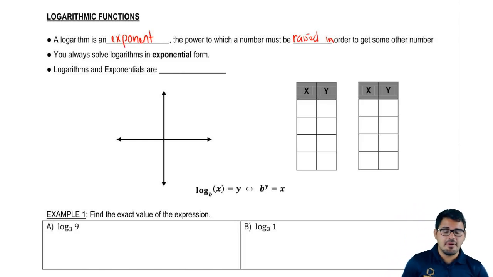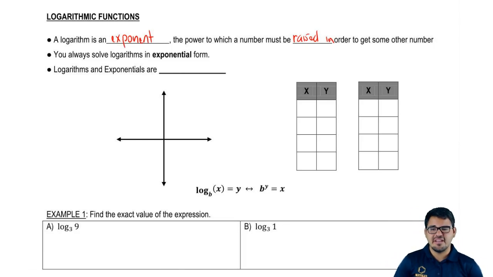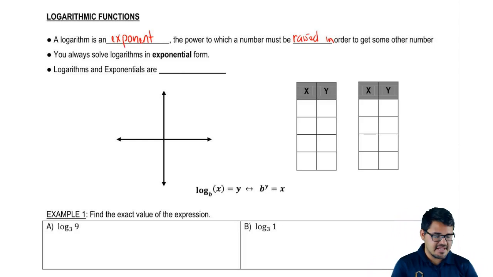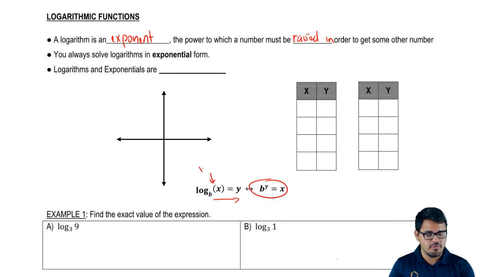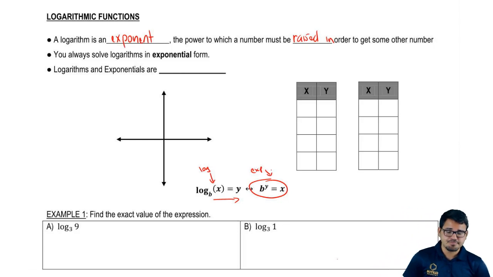But now let's talk about how we solve logarithms, right? Logarithms, we actually always solve for them in exponential form. And what exactly is exponential form? It's actually right down here. This is how we go from logarithmic to exponential form. So right here we have logarithmic form, log form, and here we have exponential form. So those are the two forms we're going to be dealing with.